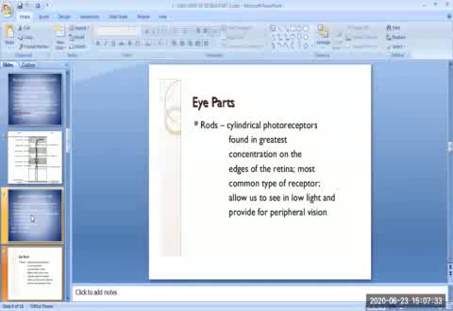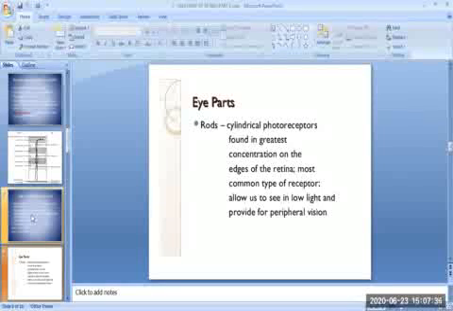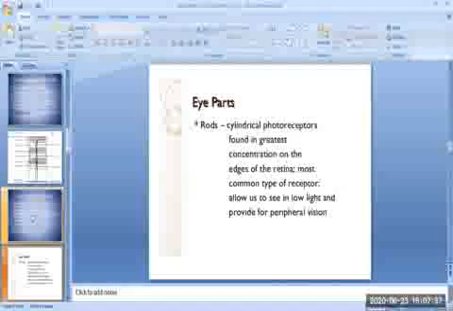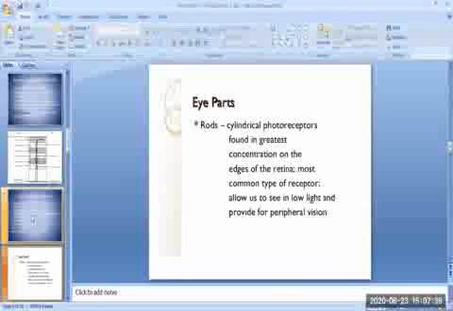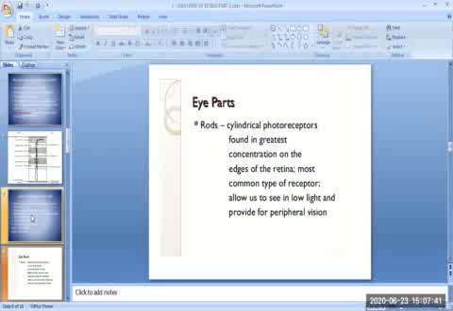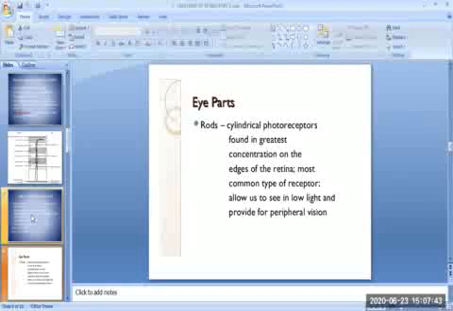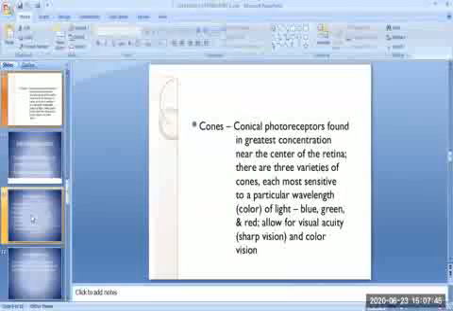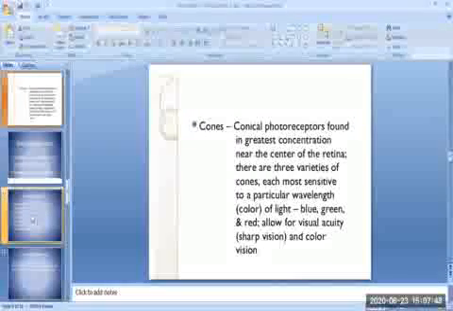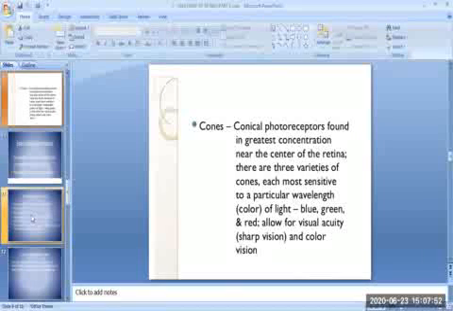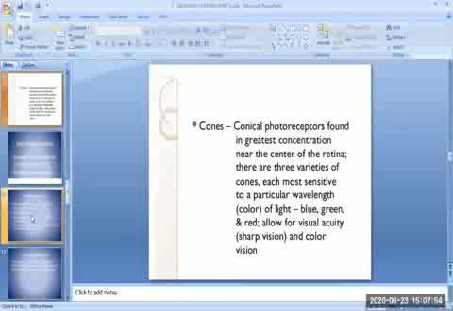The rods are the cylindrical photoreceptors found in the greatest concentration on the edges of the retina. They are the most common type of receptor, allow us to see in low light, and provide peripheral vision. The cones are the conical photoreceptors found in greatest concentration near the center of the retina. There are three varieties of cones, each more sensitive to a particular wavelength of light: blue, green, and red, allowing for visual acuity and color vision.